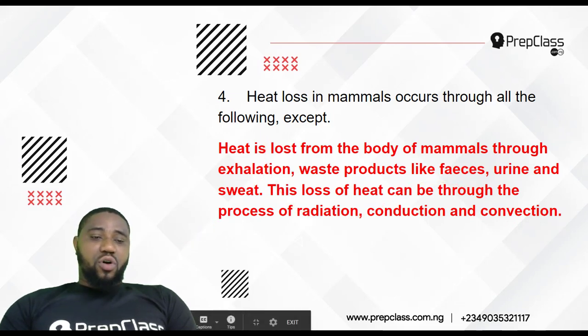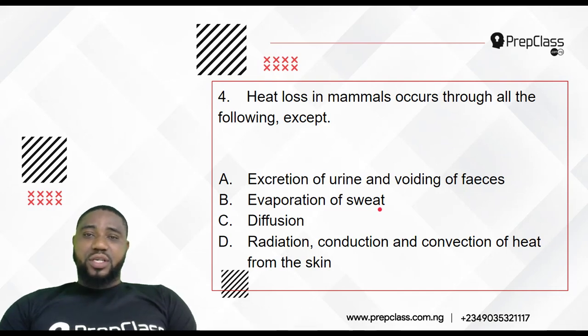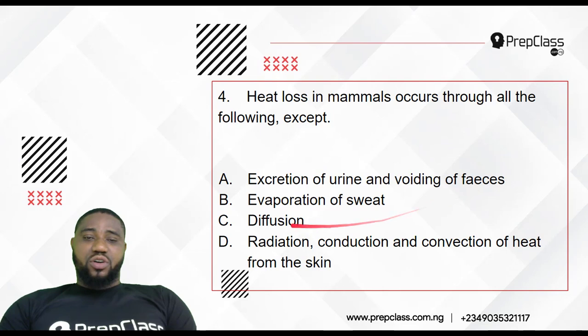So looking at all these things I've said, you see that D is not an exception, because heat leaves our body through radiation, conduction, convection via the skin. You can see it. Evaporation of sweat, of course, I've explained how we lose heat through sweating. Excretion of urine and voiding of feces. Feces should be there. I don't know what they mean by this voiding of feces.